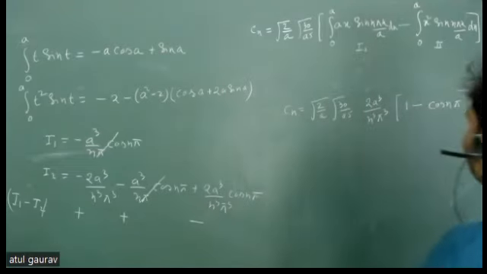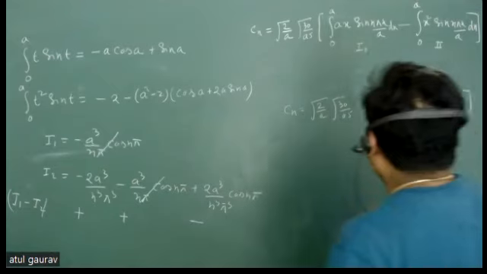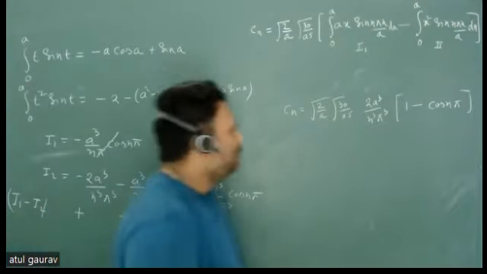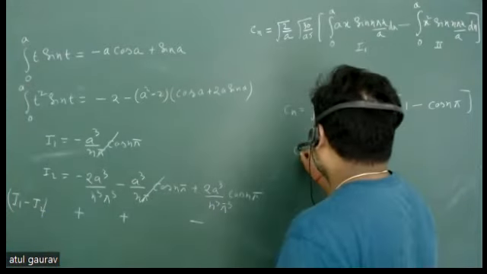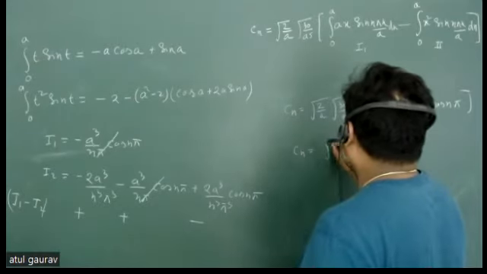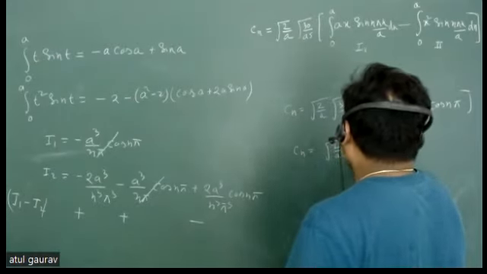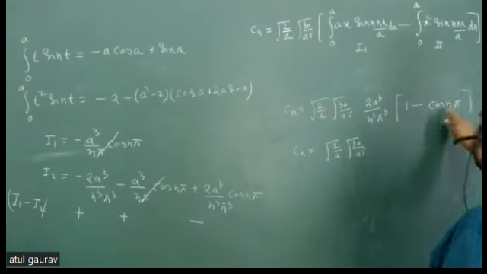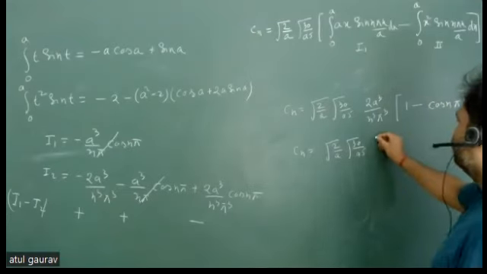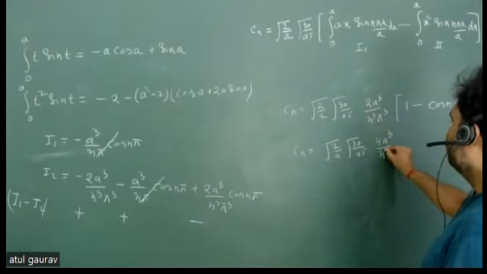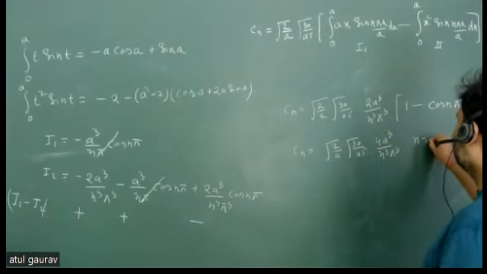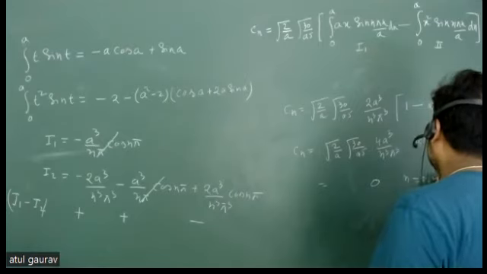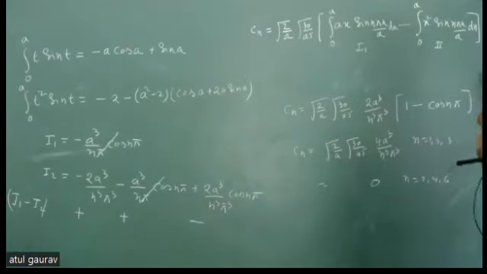And now you can see this value will only survive for n odd, isn't it? Otherwise, this value is 0. Yes, sir. So Cn is nothing but root under 2 upon a, root under 30 upon a5, and this value is equal to 1 minus, and this will be minus 1 for n odd, otherwise it will be 1. So that value is 4a cube upon n cube pi cube for n equal to 1, 3, 5 and so on, and that value is 0 for n equal to 2, 4, 6 and so on, isn't it?